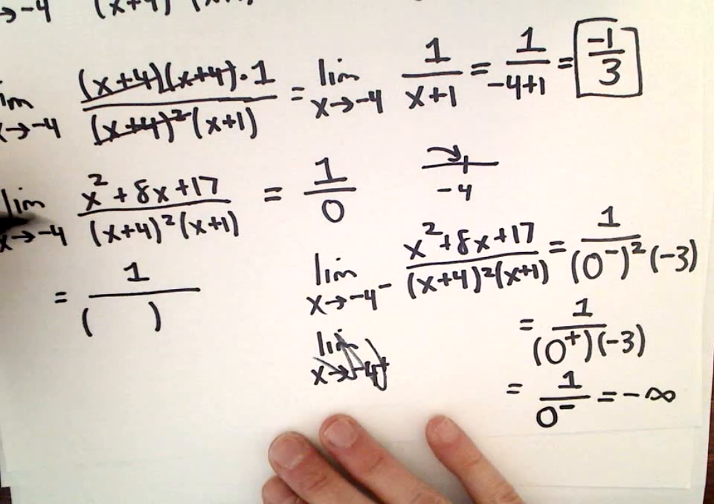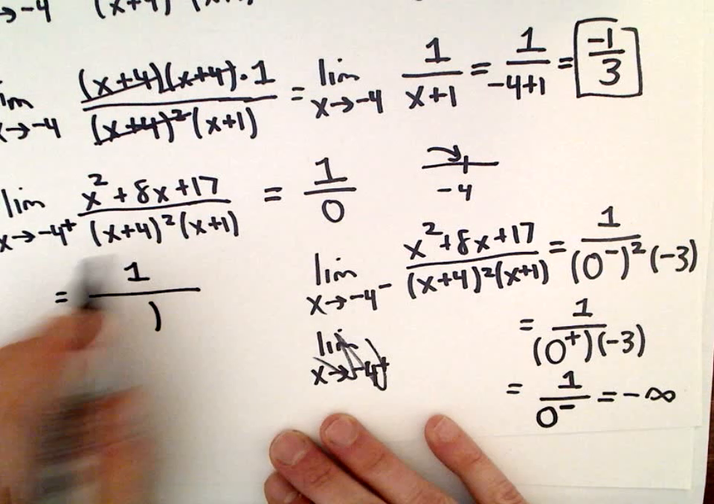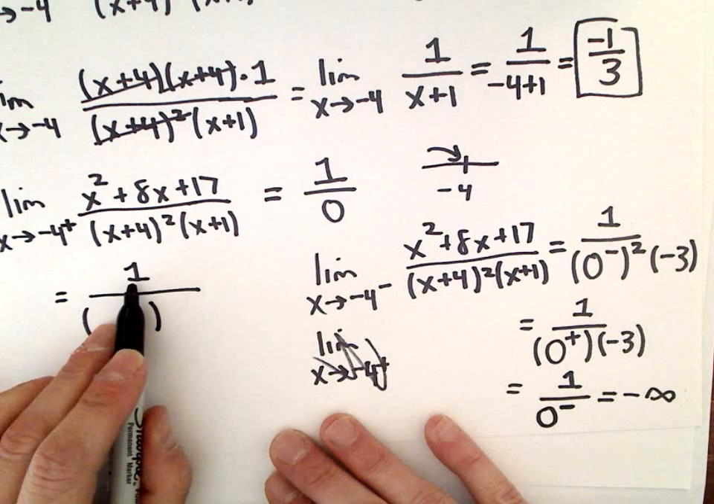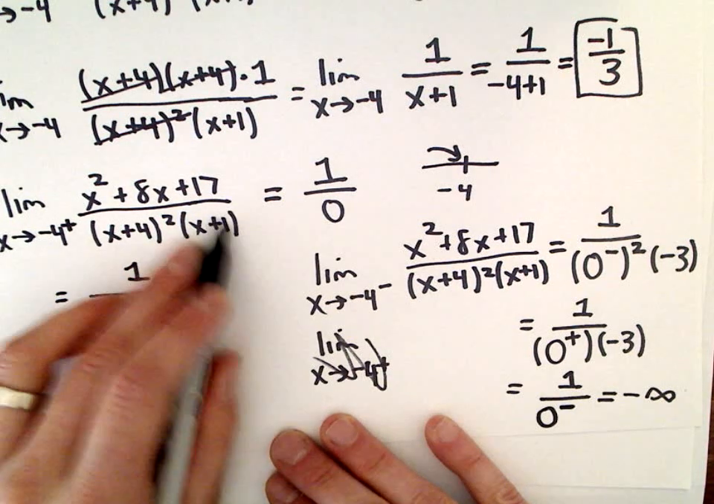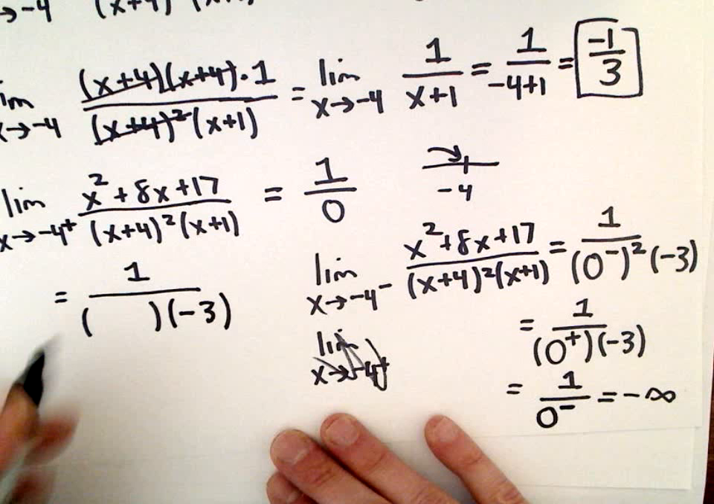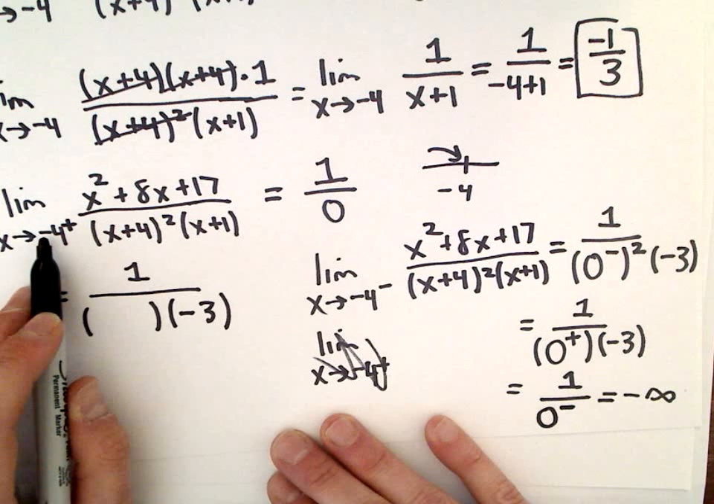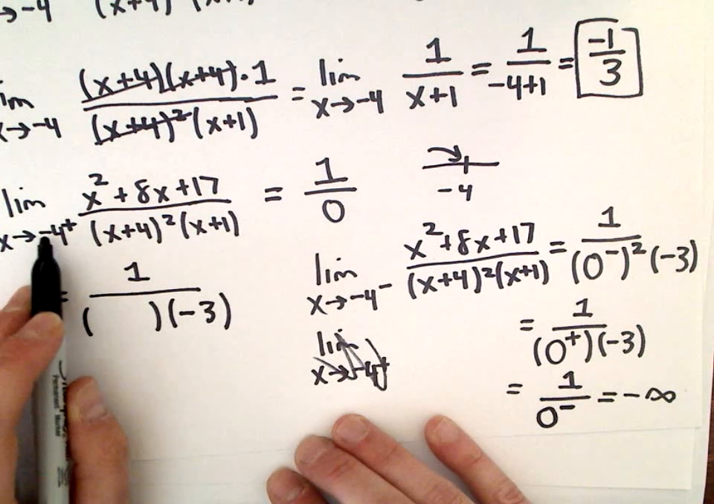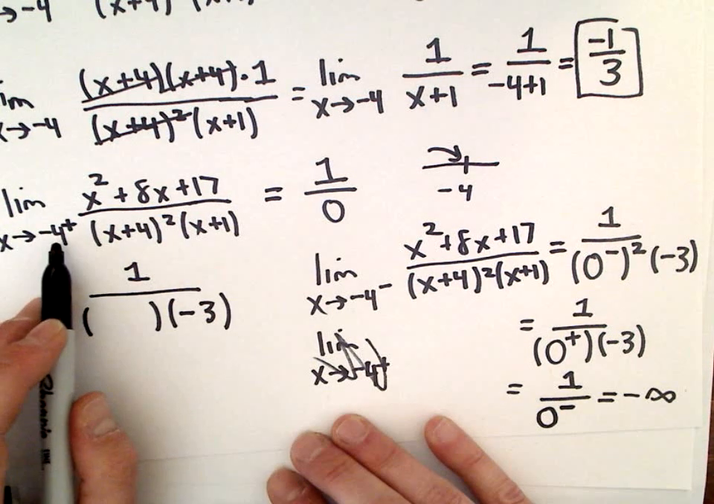Okay, let's do the same thing. Let's look at negative 4 from the right. Okay, so let's do the same argument. So I still get 1 in the numerator. If I plug negative 4 into this second factor, this x plus 1, I'm still going to get negative 3. Now if I take negative 4 from the right, that's a little bit larger than negative 4. So maybe a number like negative 3.9.